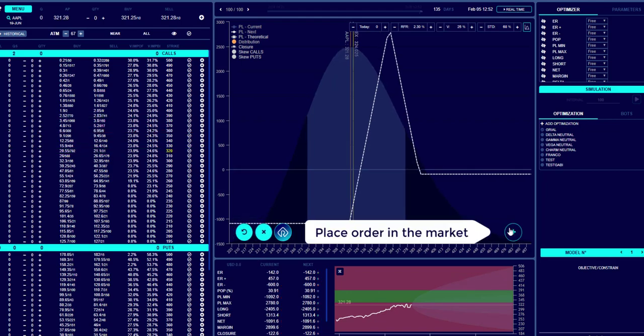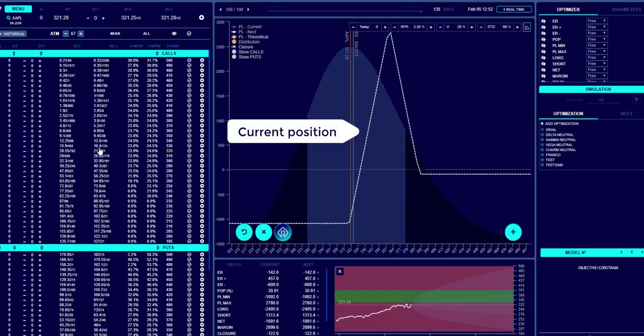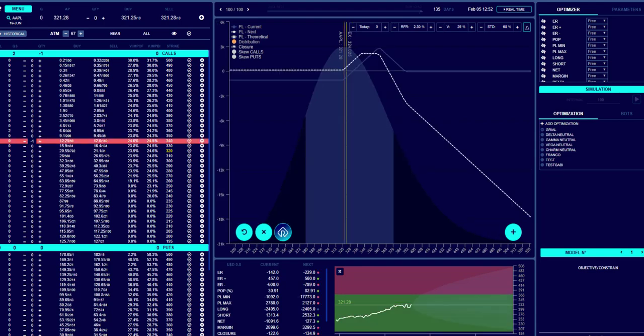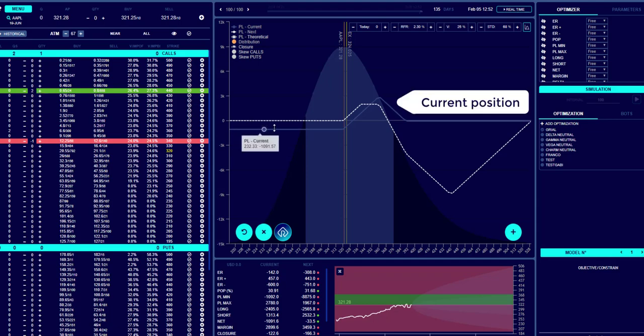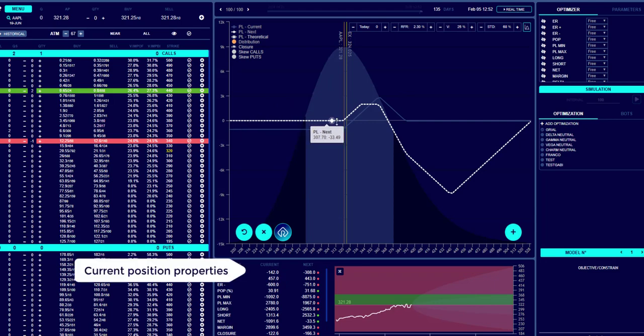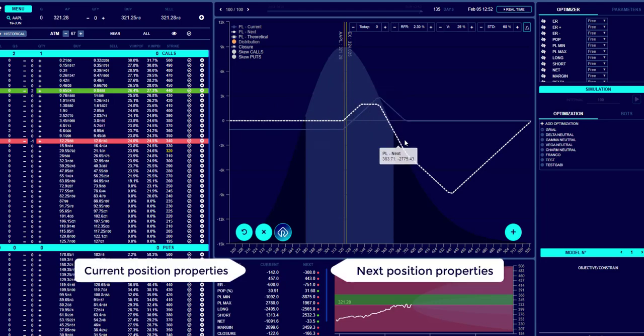When entering the orders, the system already understands that this is our current position in the market. If we add other options to analyze them, we will see the comparison between our current position and the next. Thus we compare the current position with the possible future position and its properties.